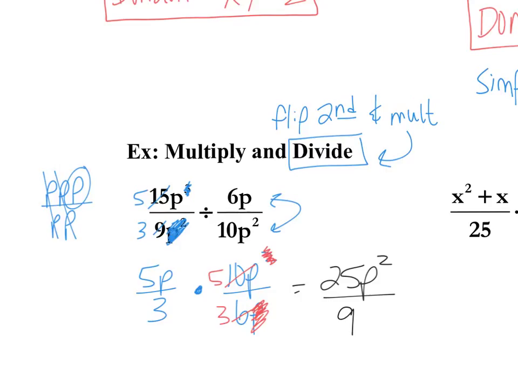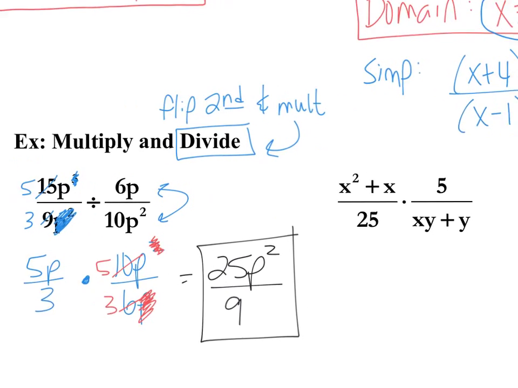And then one good thing to do once you think you're finished with the problem is to check one more time and make sure nothing else cancels. And in this case, 25 over 9 does not reduce, so we're finished. Okay, but you'd be surprised how many people forget to flip when it's a division problem, so just be careful about that.